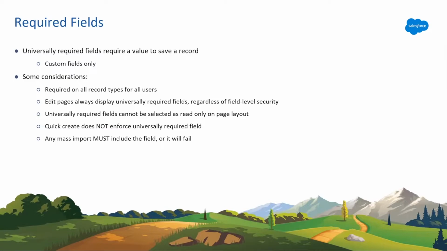So quick create is the one thing that does not enforce that universally required field, because it's just like a subset of fields. That's the one kind of oddity to remember, the quick create. And then also any mass import must include the field or it will fail. Unfortunately, the quick create is not in Lightning, so they eliminated that feature, which is fantastic. Yeah, I don't understand how that can bypass it, but it did, right? Yeah.